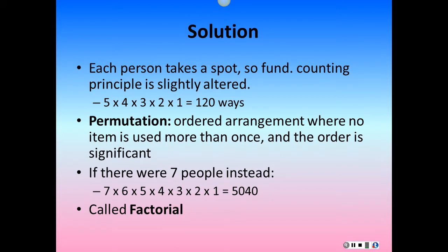For example, if there were 7 people, we do 7 times 6 times 5 and so on to get 5,040 ways. And this sequence, starting with a number and multiplying by one less each time, is called a factorial. It's expressed with an exclamation mark, which you'll see in a minute.